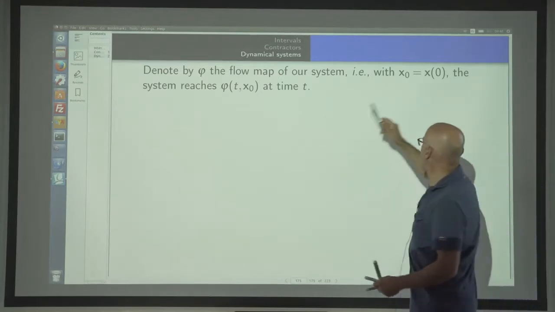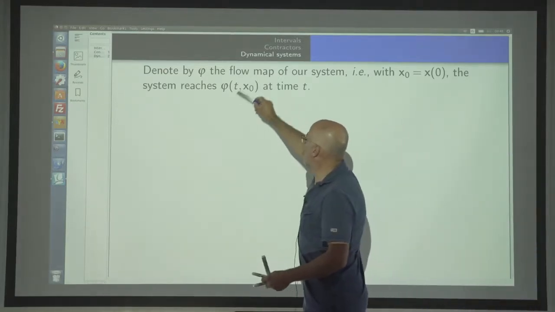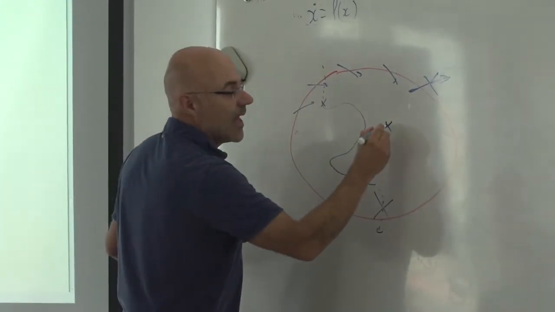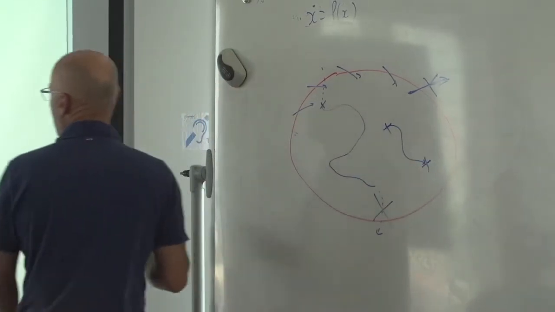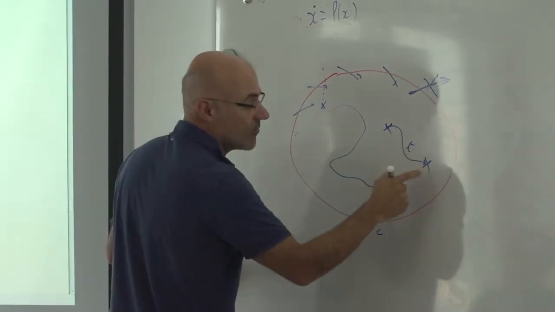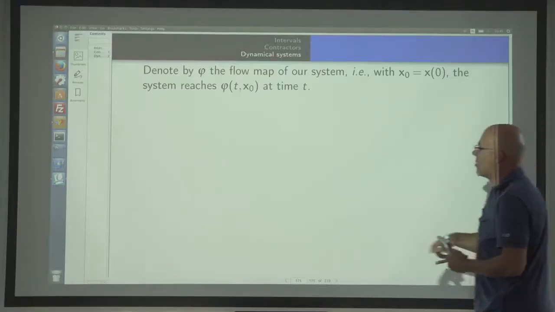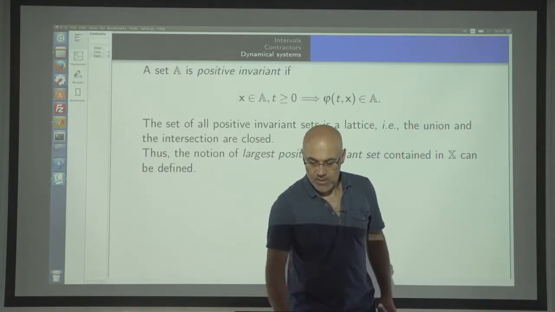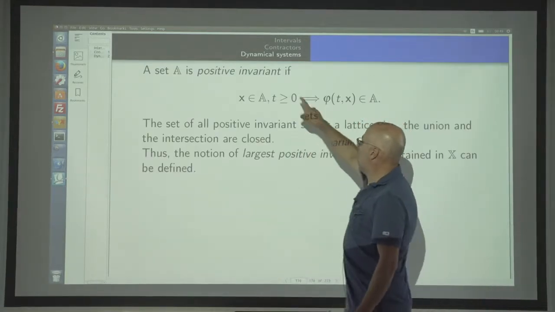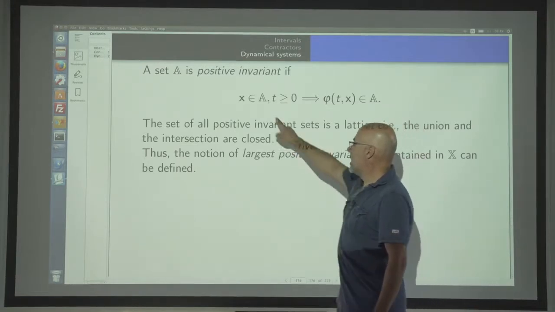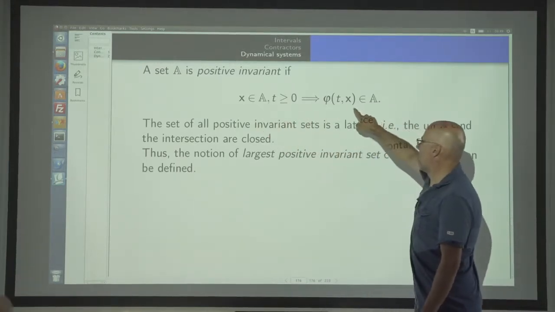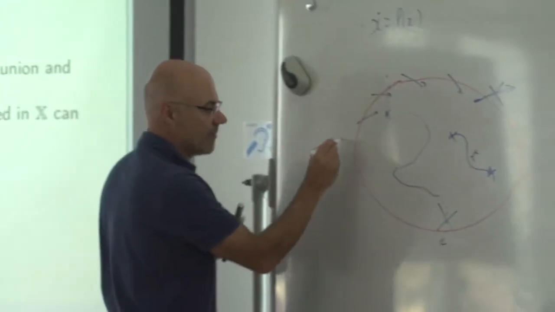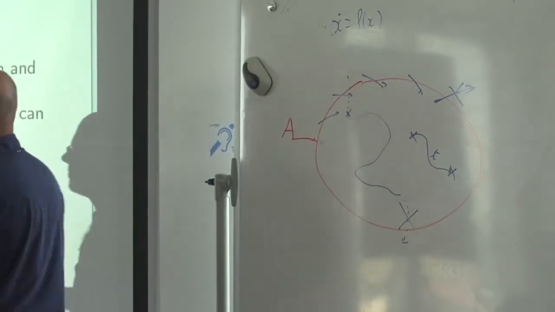Okay? So I define something like a flow function, which is able to tell you that if I am here, I will be here in the future corresponding to t, the future. I will use this notation, but of course, I don't have an analytical expression for this one. So it is what I have defined. A set is positive invariant if I am inside, in the future, I will stay inside. This corresponds to A in this definition.